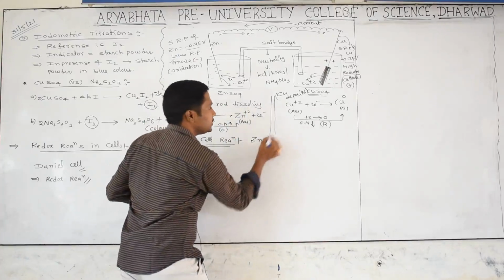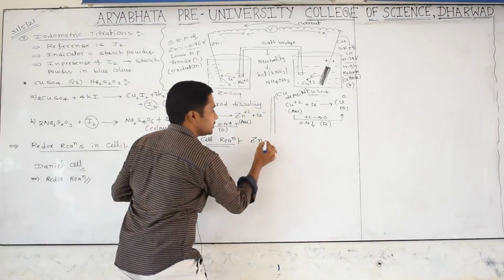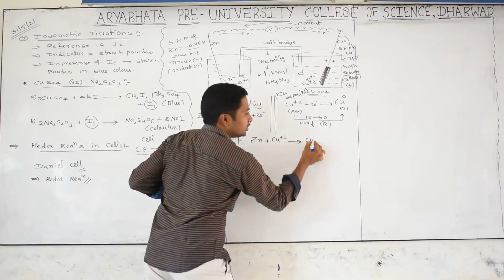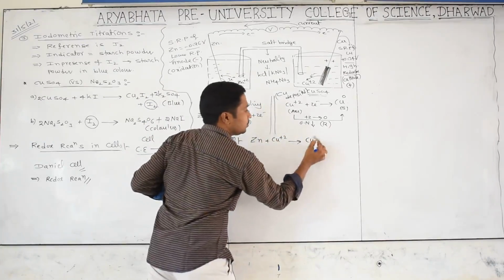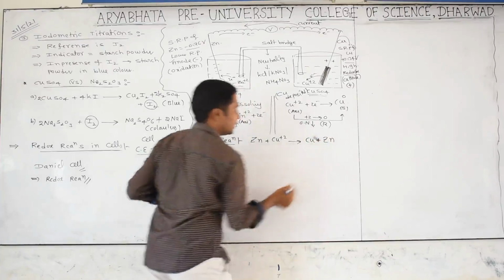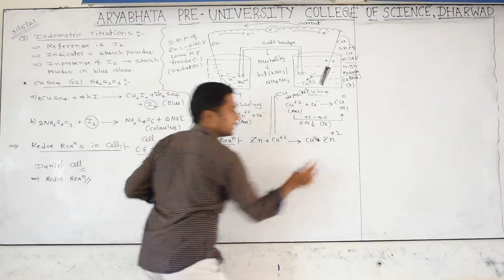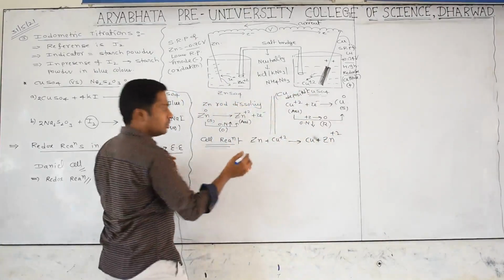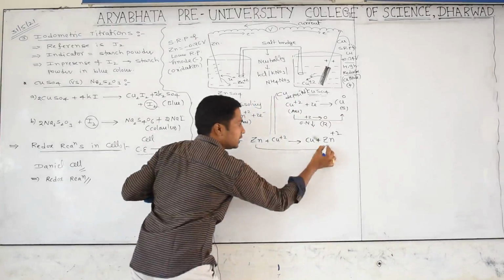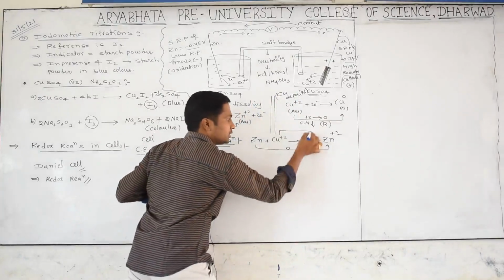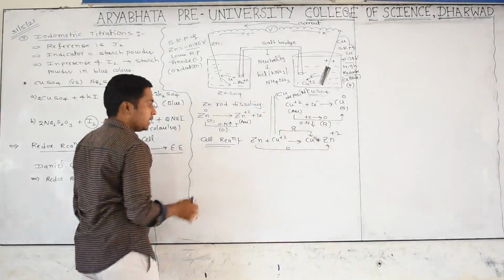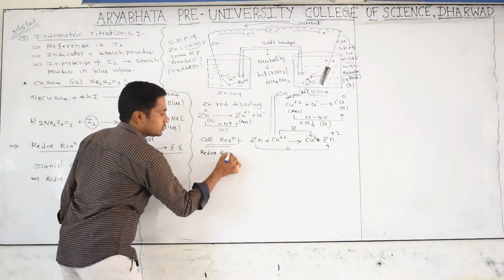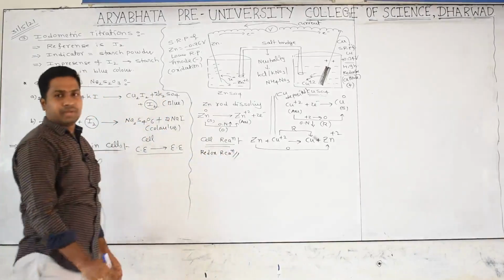So check it here: reactants are zinc and Cu plus 2, which gives rise to Cu and Zn plus 2. Reactants and products, yes or no? Now zinc is undergoing oxidation, and copper is undergoing reduction. That's why every cell reaction is a redox reaction. This is a very important point.